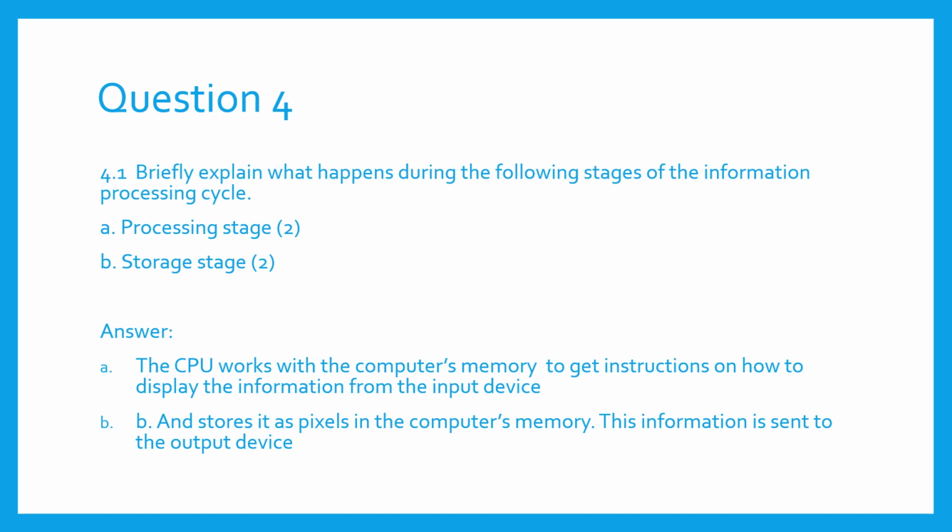Briefly explain what happens during the following stages of information: processing stage and storage stage. The CPU works with the computer's memory to get instructions on how to display the information from the input device. And the storage device stores it as pixels in the computer memory. Then this information is sent to the output device.